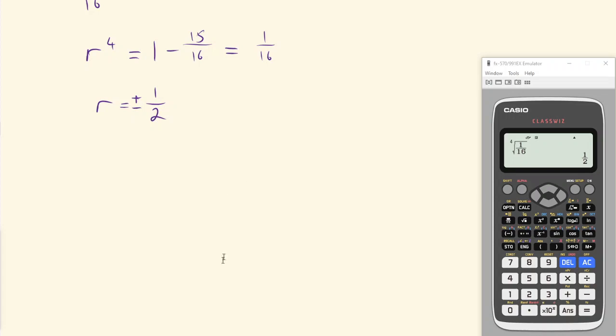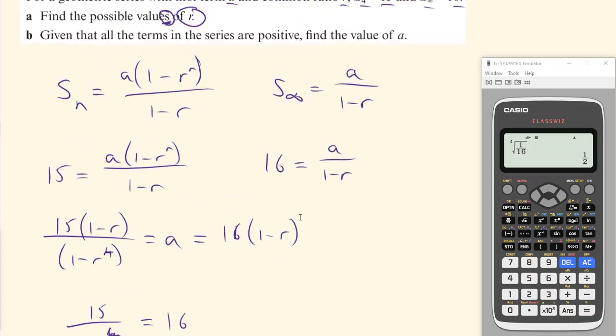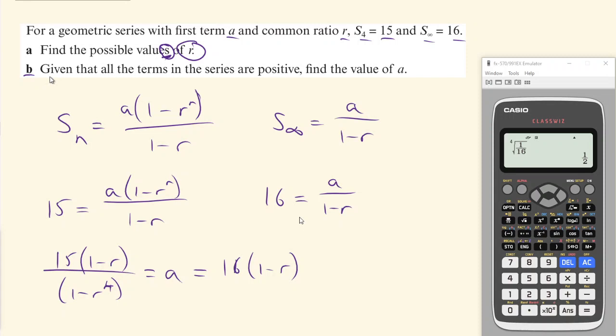Two different answers. And then scroll back up, part B, given that all the terms in the series are positive, find the value of a. So the fact that all terms are positive means we can immediately eliminate one of our two values for r. It cannot be the negative one, because if the ratio is negative, the signs flip between positive and negative every time. So now I know what r is, and therefore I can find a.